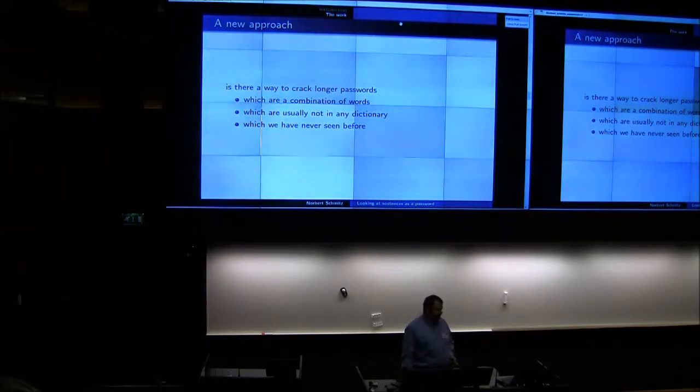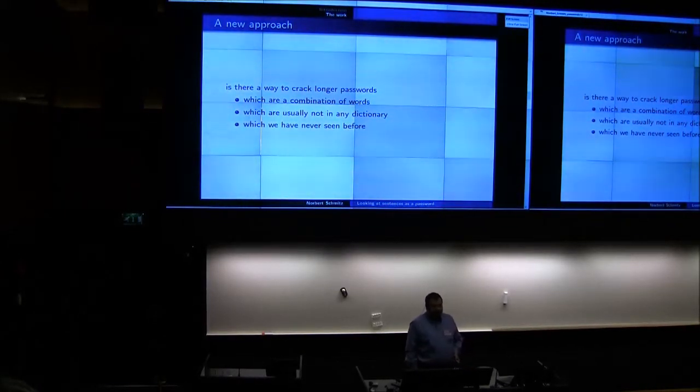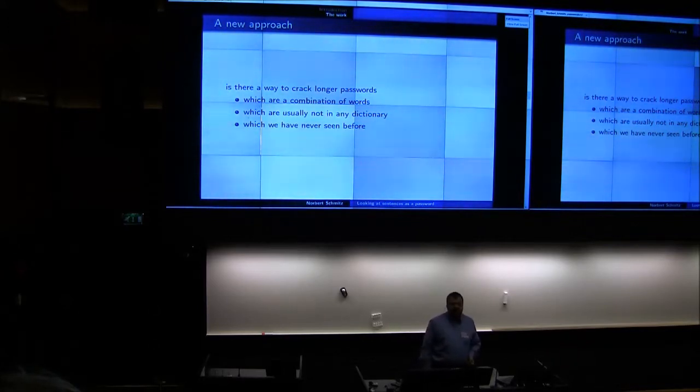So I started to think about a new approach and a new way to track longer passwords. Longer passwords which are combined out of words, which are usually not in any dictionary, and which we have never seen before.